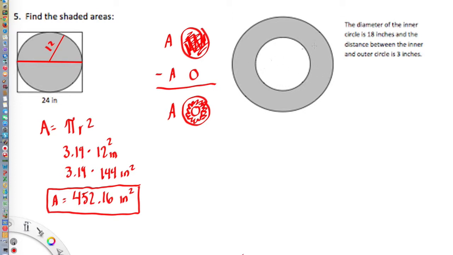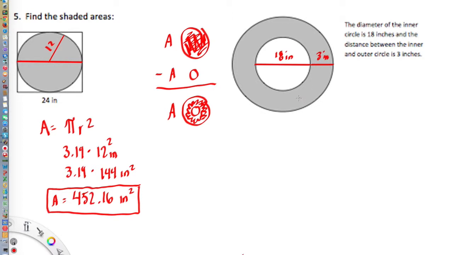Now first, it says the diameter of the inner circle, I hope you can read this on your paper better than on the screen, that means from here to here, straight across through the center point, is 18 inches. And then it says the distance between the inner and outer circles, right here, would be another 3 inches.